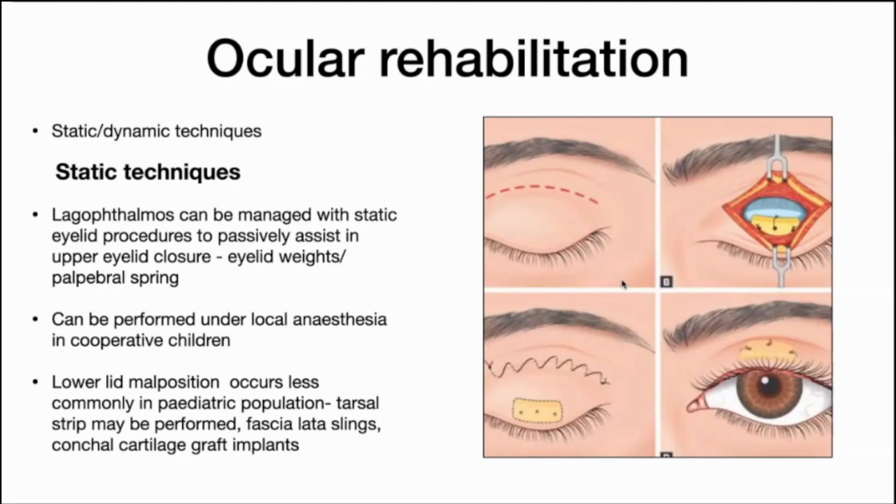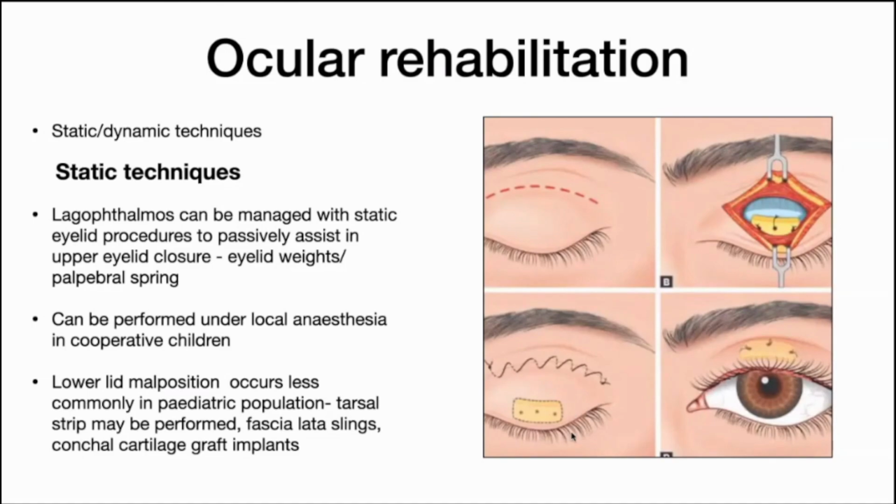So the procedure involves an incision in the supratarsal crease, and there is dissection between the orbicularis oculi and the tarsal plate, and a small weight is kept which helps in passively closing the upper eyelid. So this procedure can be performed under local anesthesia in cooperative children.